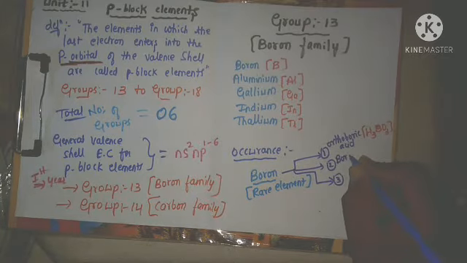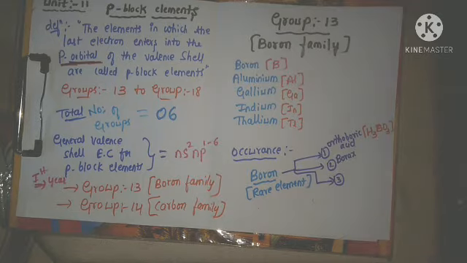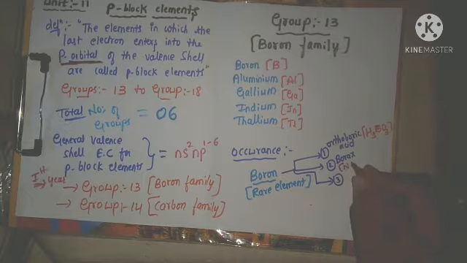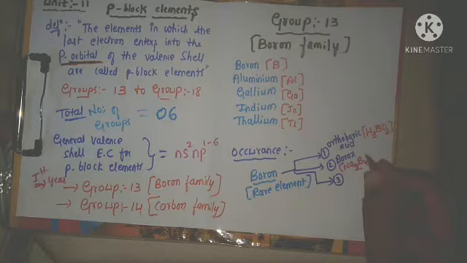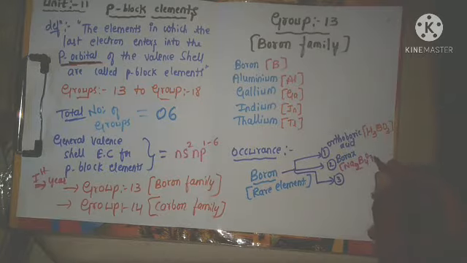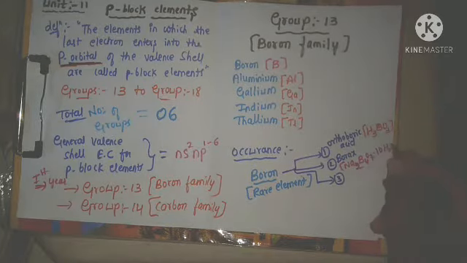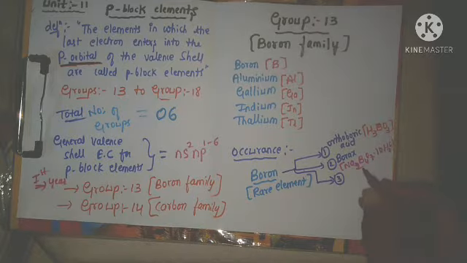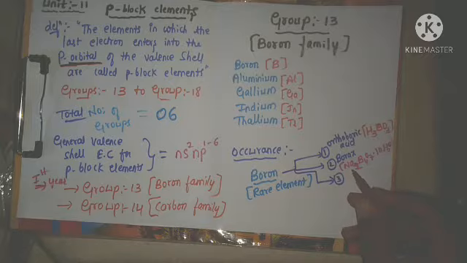The second form is borax. What is the formula of borax, sir? The borax formula is Na2B4O7, 10 water molecules, 10 H2O. This is the formula for the borax. Here boron is there. Just remember, 10 H2O is there, 10 water molecules are there. What is the formula of borax? Na2B4O7, 10 H2O. This is the formula for the borax.